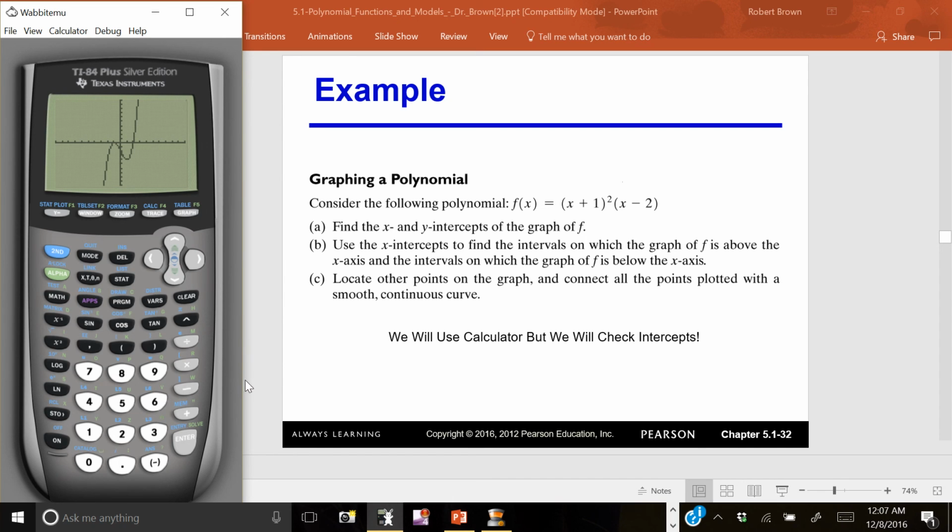The graph looks pretty good. You can zoom in on it, but you can already see that x equal minus 1 is a zero of multiplicity 2, you can see, power 2, and x equal 2 is a zero of multiplicity 1.